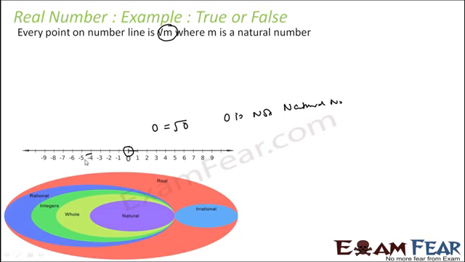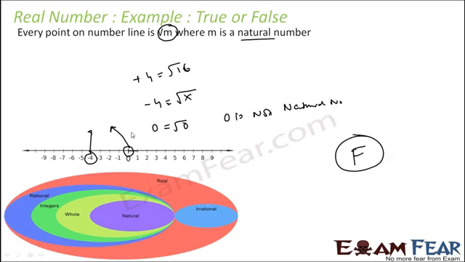Right? You talk about minus 4. Minus 4 is root of nothing. You can't write minus 4 as root of anything, right? You can write plus 4 as root of 16, but minus 4 you can't write as root of any number. That number is not there. So thus I can say that every point on the number line is not root m. Example, minus 4 and 0. Because it's constrained that m has to be a natural number. So this is a false statement.